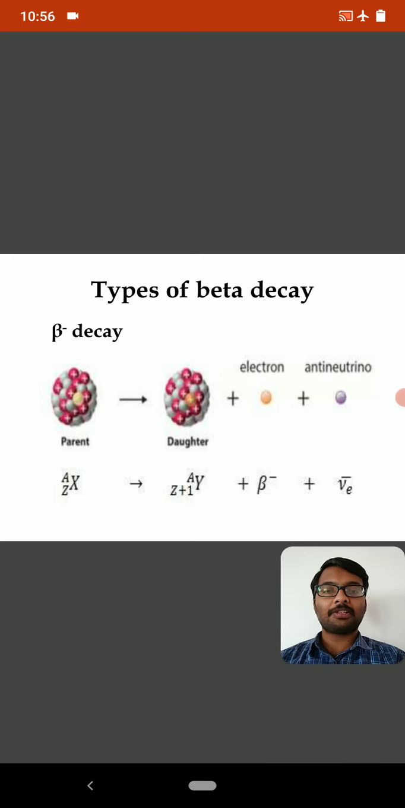So the proton number is increased by 1, which means a neutron is converted into a proton. So in beta minus decay, what happens? A neutron is converted into a proton. The mass number remains the same, Z is increased by 1 unit, which means N is decreased by 1 unit. So Z plus 1 and N minus 1.